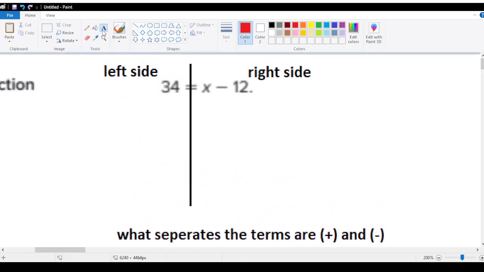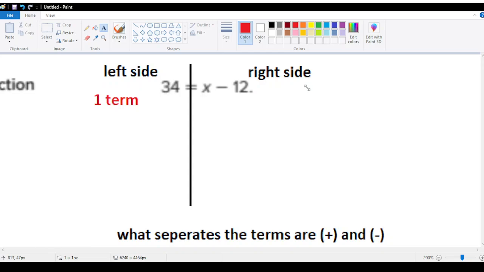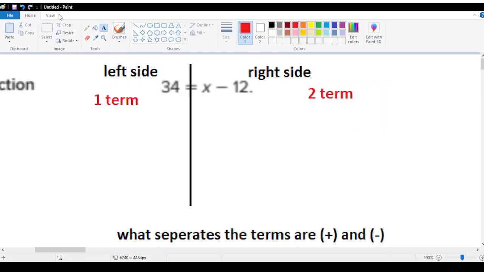So how many terms will we have on the left side? We have 1 term. And how many terms we have on the right side? 2. We have 2 terms. That's right. Now let's know what is the type of the terms.